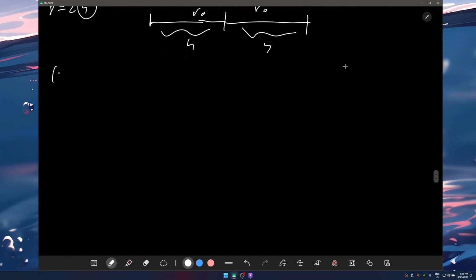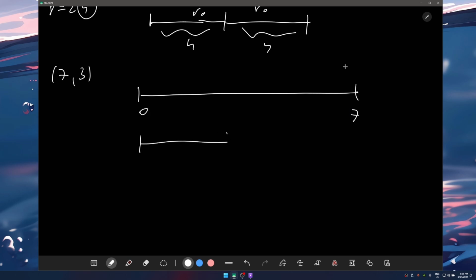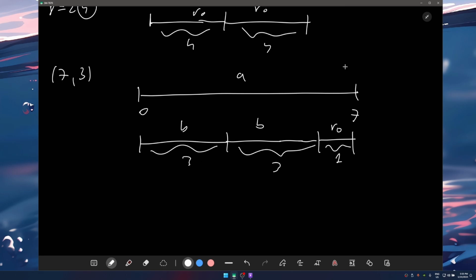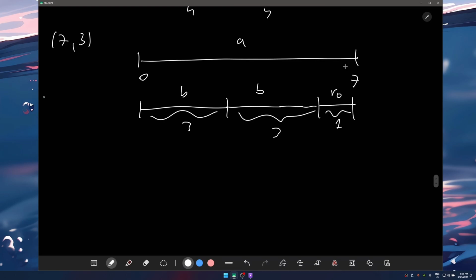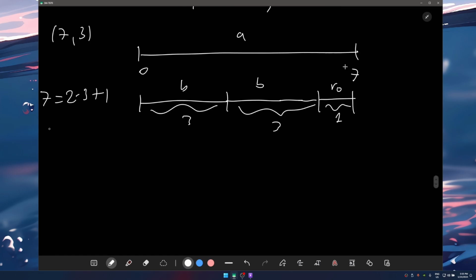And we take 7 and 3, these are coprimes. Then it's very interesting because we need to get the 1 in a sense, because they have nothing in common when you look at the prime factorization. We get a 0 to 7, and then we get 2 3s, and we get the 1 as left over. So R0 is 1, B is 3, 3, which is 6. This is the same thing as saying 7 is equal to 2 times 3 plus 1. And then we have 3 is equal to 3 times 1.